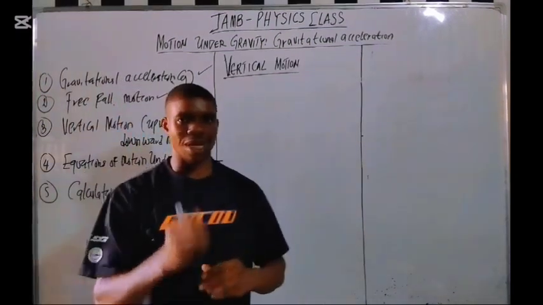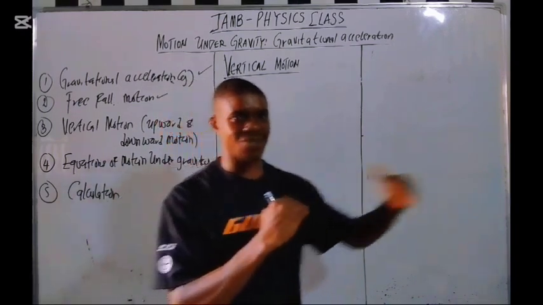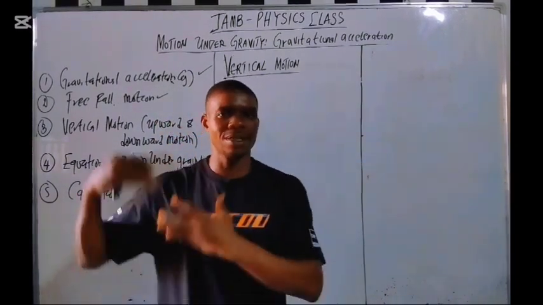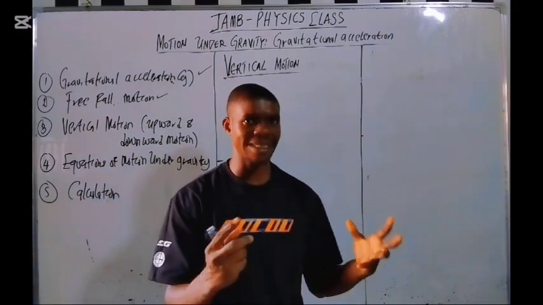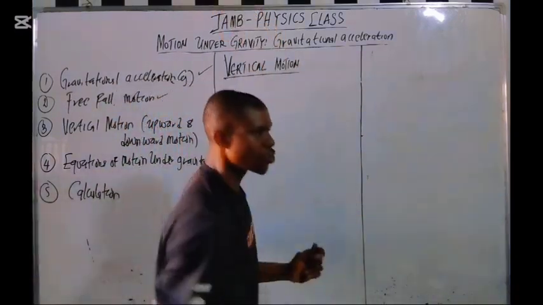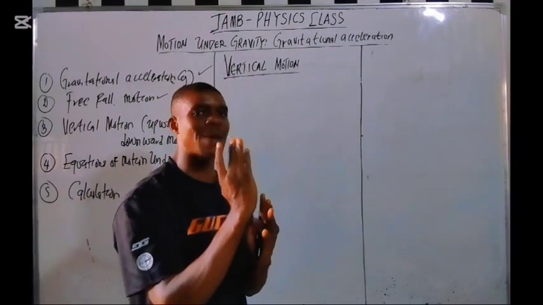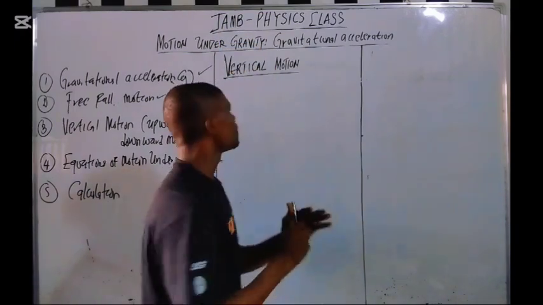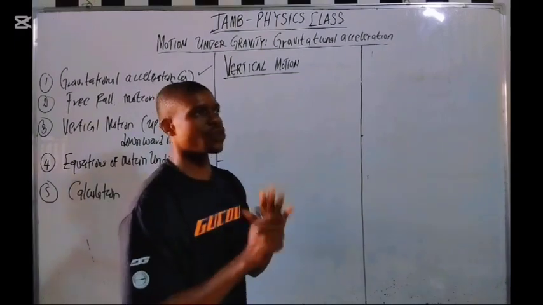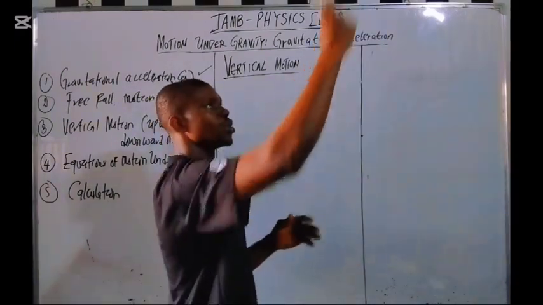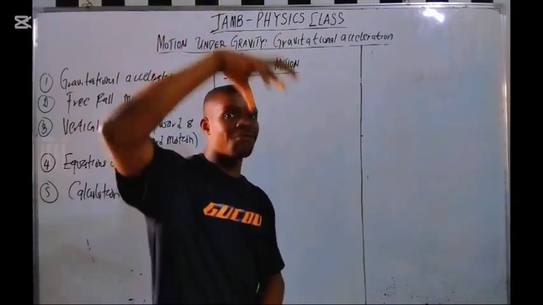When we talk about vertical motion, we also have horizontal motion, which is an object moving in a straight line. This is where we talk about the laws of motion, equations of motion. Now vertical motion is the motion of an object that is affected by gravity. This vertical motion can either be upward or downward motion. So when the object is moving downward, it is called free fall.